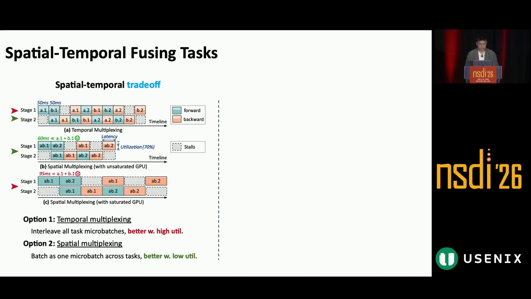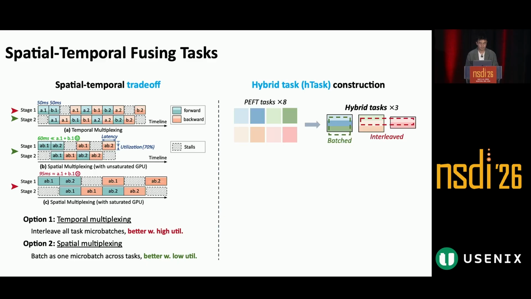The next thing is to navigate the spatial-temporal fusing trade-off. The temporal multiplexing option interleaves all task micro-batches to overlap device stalls, while the spatial multiplexing batches them as one. As you can see on the slide, temporal multiplexing performs better when operator utilization is high, while spatial multiplexing becomes better on the opposite. To unify these 2 options, we propose a hybrid task abstraction. Within a hybrid task, we use batching, while all hybrid tasks are interleaved for scheduling.